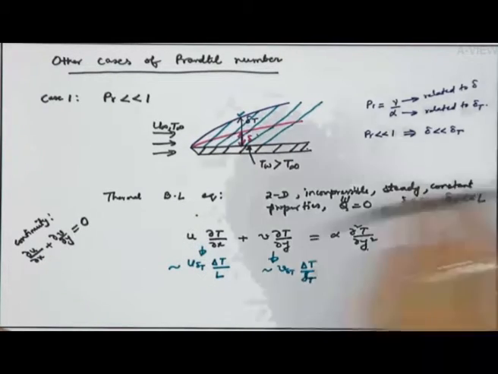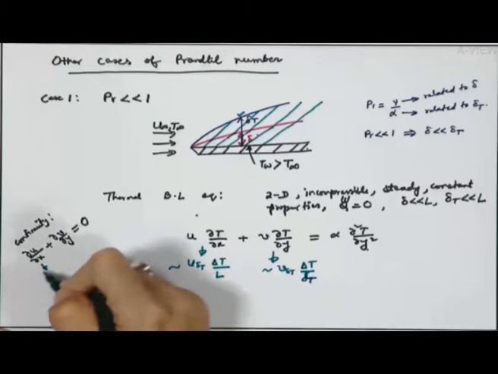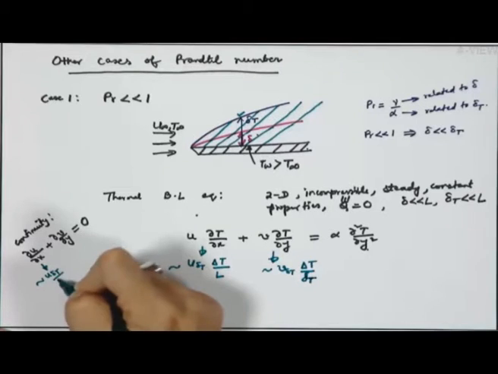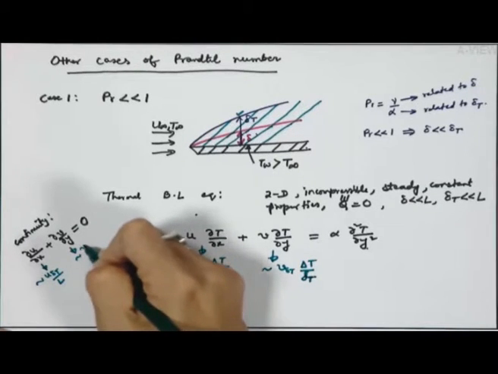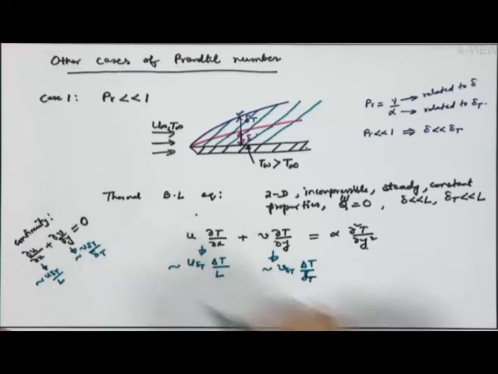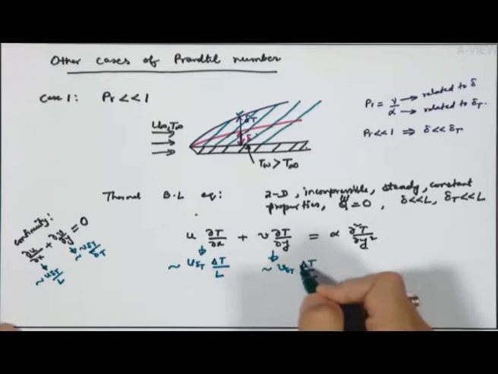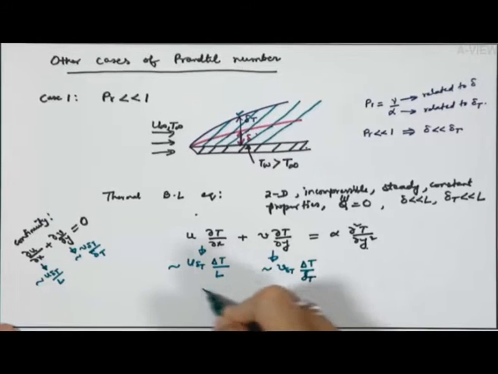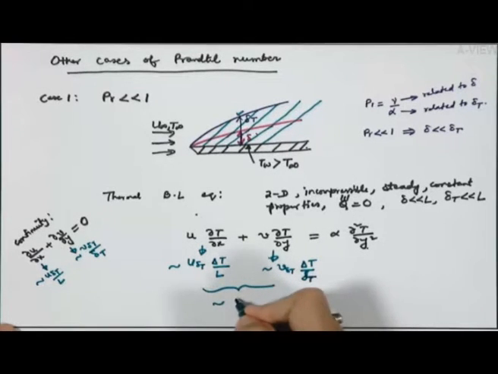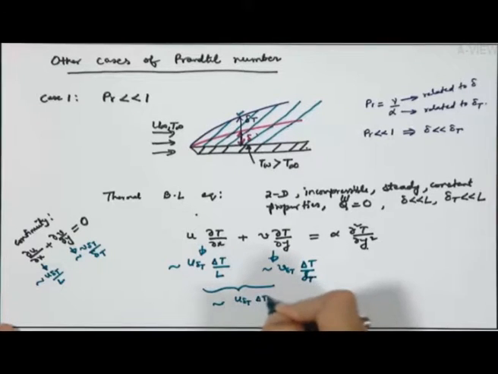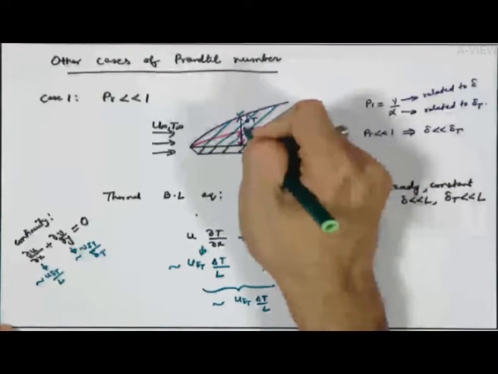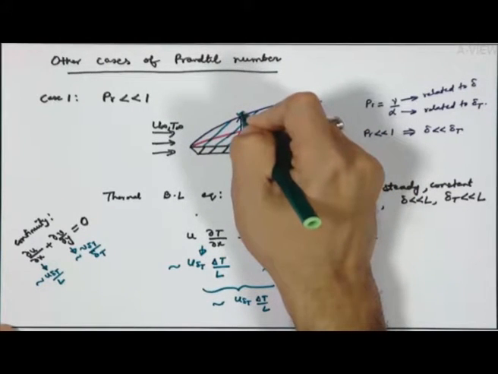So, it becomes u at delta T by L, this is of the order of v at delta T by delta T. So, v at delta T by delta T is of the order of u at delta T by L. So, these two are of the same order. So, the resultant order is u at delta T into delta T by L. Now, the question is, what is u at delta T? See, this location is outside the hydrodynamic boundary layer. So, u has become u infinity at this location.